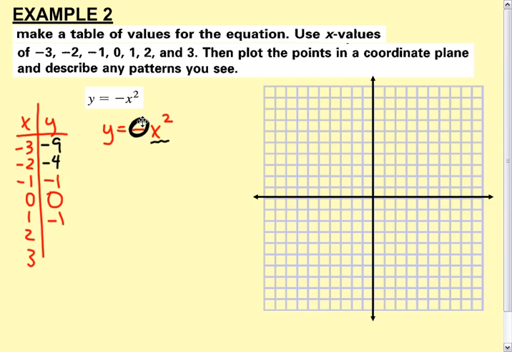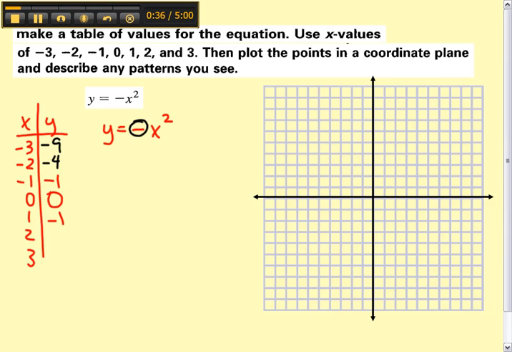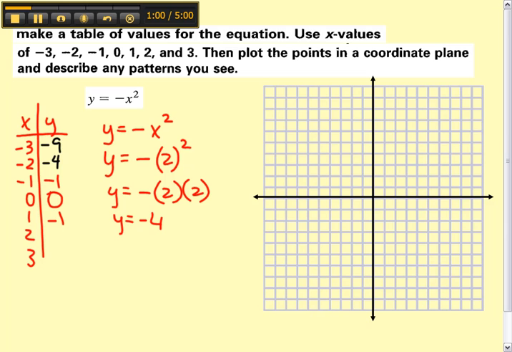Okay? So let's see what happens again now with y equals 2. So y is equal to the opposite of, or negative, 2 squared. Okay, well what is 2 squared? Well wait, let's do this. That's negative 2 times 2. Well, Catherine, what's 2 times 2? But then I've got a negative in front of it. So y is equal to negative 4.